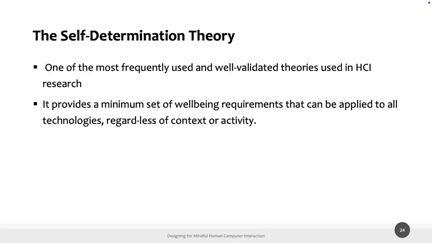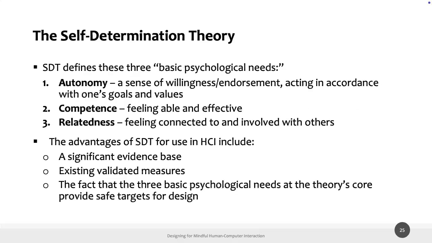This is one of the most frequently used and well-validated theories in HCI, and basically it provides a minimum set of requirements, of well-being requirements, that can be applied to all technologies, regardless of the context. So again, this is something that can be applied to other domains as well. And the theory defines 3 basic psychological needs.